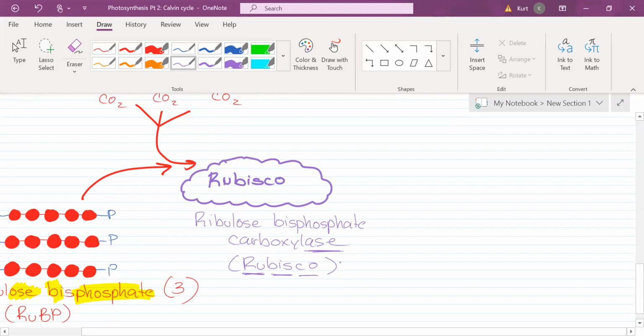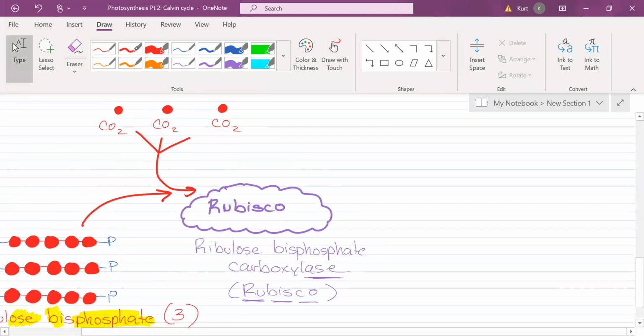This enzyme allows for the 5 carbon RuBP to join up with the 1 carbon CO2. It allows them to come together. In fact, carboxylase means to add carbon. You're going to add a carbon. So what is 5 plus 1? That's it. So we are very, very temporarily going to have 3 6-carbon molecules. This is a very short-lived molecule.